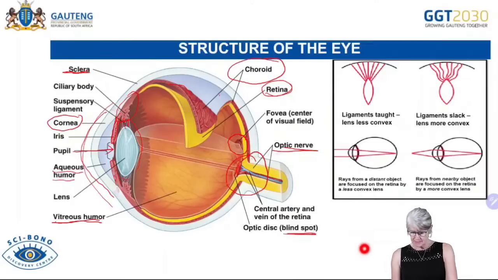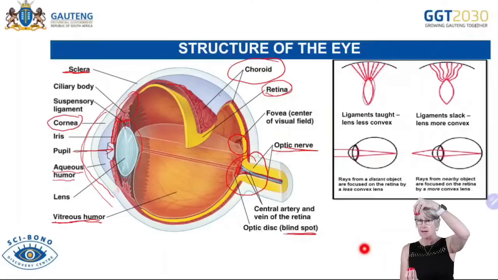And here we can see in this diagram that this is the lens over here and the suspensory ligaments. And we can see they're quite tight. Remember, suspensory ligaments can't contract or relax, but when the muscle relaxes, it pulls those suspensory ligaments tight. And when those ligaments are pulled tight, it stretches out the lens. Okay, and so the lens then becomes less convex.